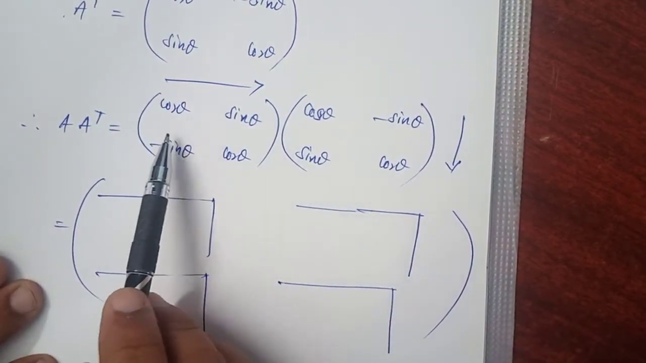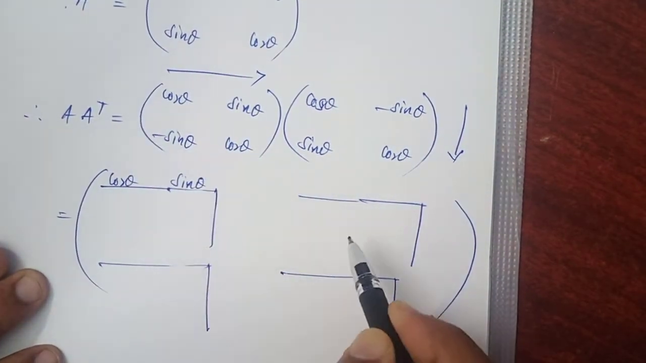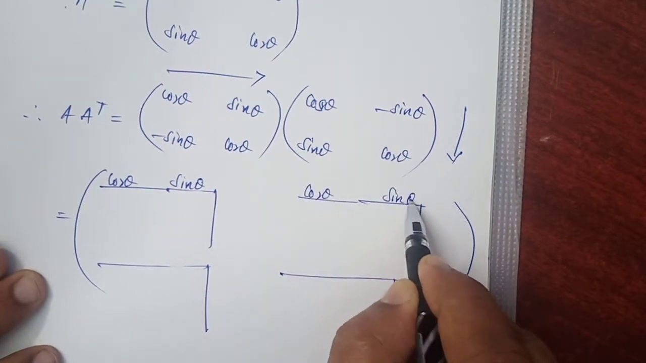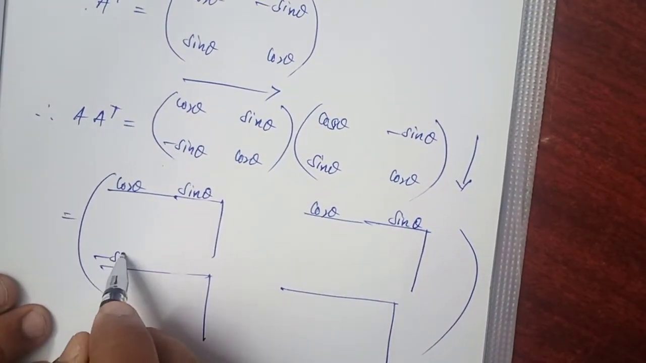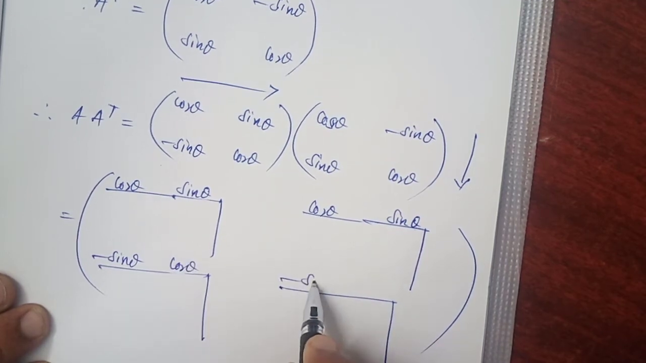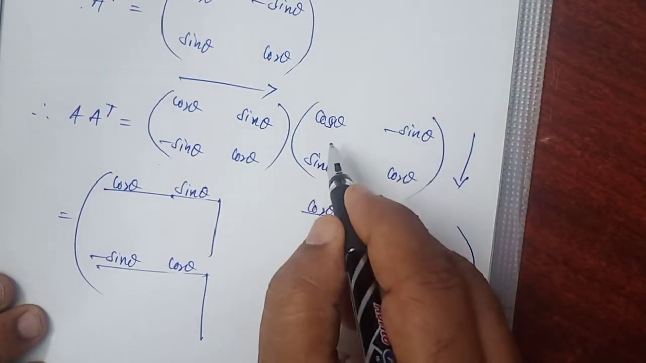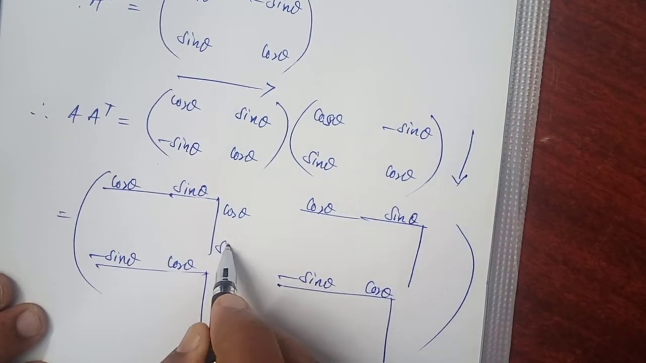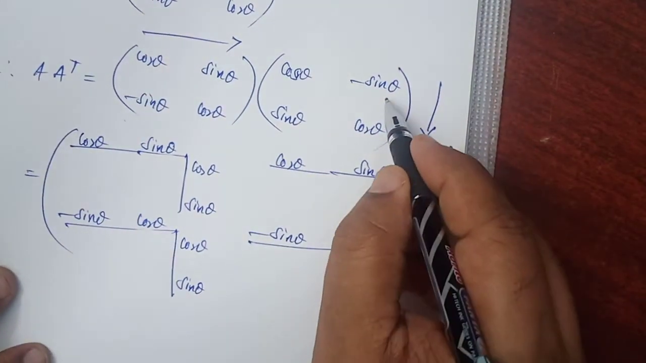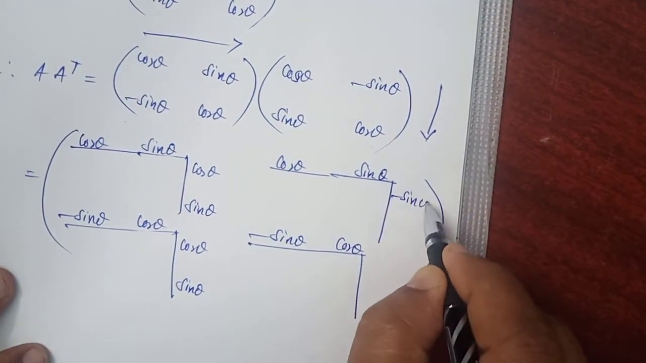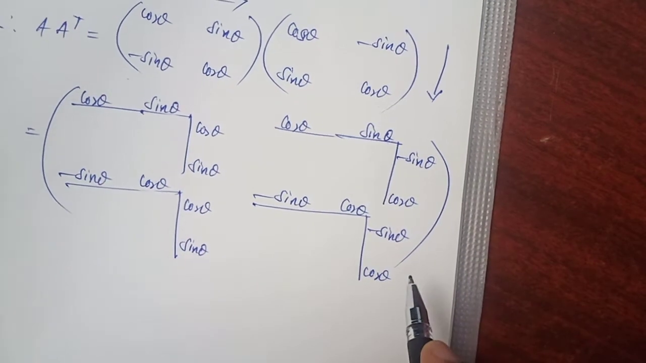Now, in the first row we have cos theta and sin theta, and here also cos theta, sin theta. In the second row we have minus sin theta, cos theta, and here also minus sin theta, cos theta. In the second matrix, we have the first column cos theta sin theta, right? Here also cos theta sin theta. Second column minus sin theta cos theta, equals.